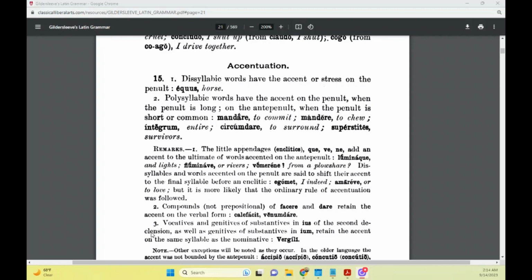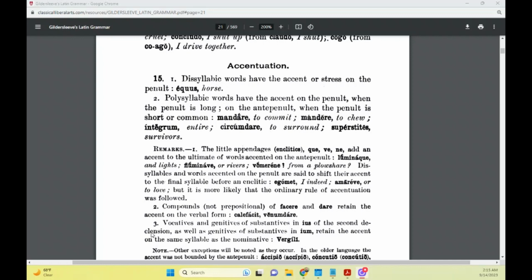So before getting started with this lesson on accentuation, make sure you're very comfortable with those previous lessons, because we're going to assume you understand how to divide a word into syllables, the names of the different syllables, and how to determine the length or quantity of the syllables. That's all going to be necessary for you to understand the rules of accentuation.